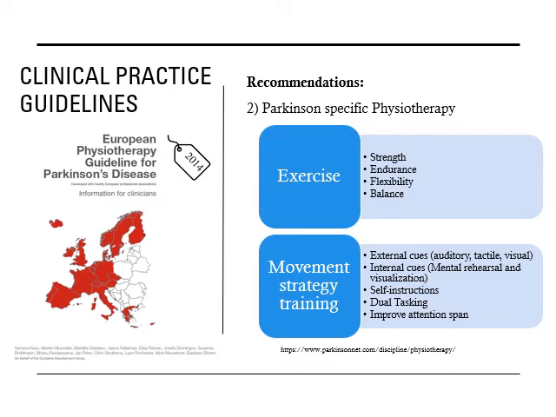Exercise can be used to minimize deterioration in strength, endurance, flexibility, and balance. As the condition progresses, movement strategies can also be taught to overcome difficulty in generating automatic movement. Some of these strategies include using external cues such as auditory, tactile, or visual, and internal cues such as mental rehearsal and visualization. Also, strategies for dual tasking and improving attention span are recommended.